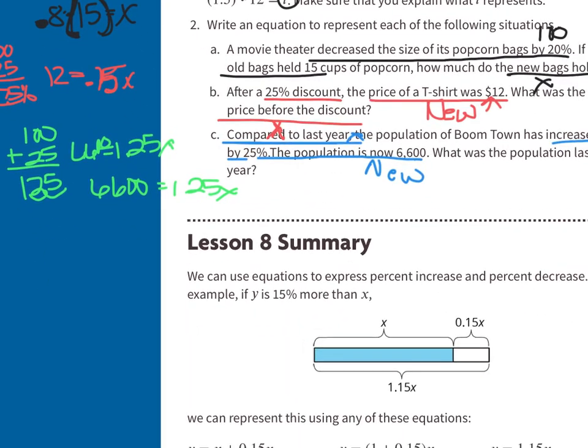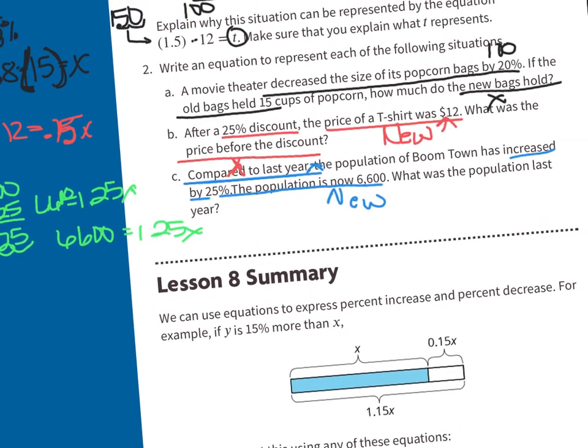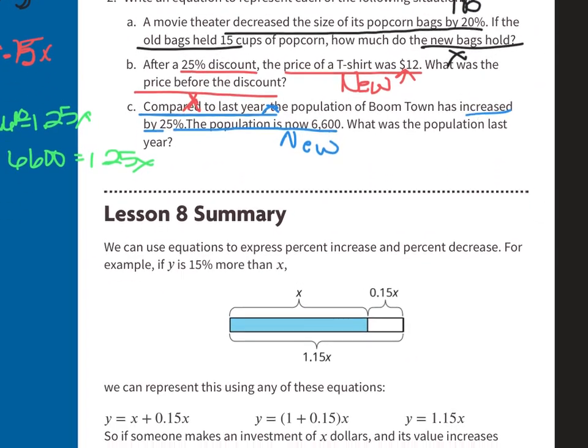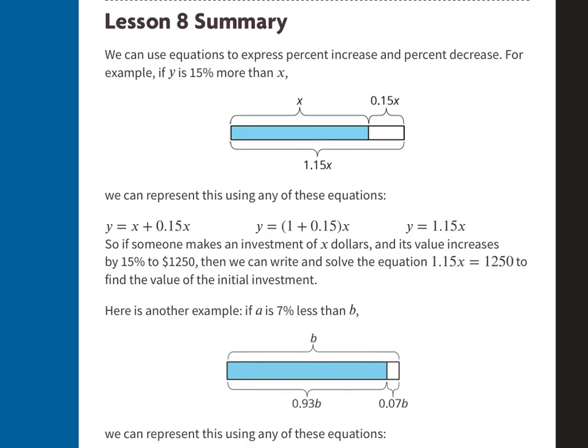All right, let's look at the summary. This is on page 64 and 65. We can use equations to express percent increase and percent decrease. For example, if y is 15% more than x, we can represent this using any of these equations. Y equals x plus 0.15x. Remember, 15% as a decimal is 0.15. We can go y equals parentheses 1 plus 0.15 x, or we can go y equals 1.15x. So if someone makes an investment of x dollars and the value increases by 15% to $12.50, then we can write 1.15x equals $12.50 to find the value of the initial investment.